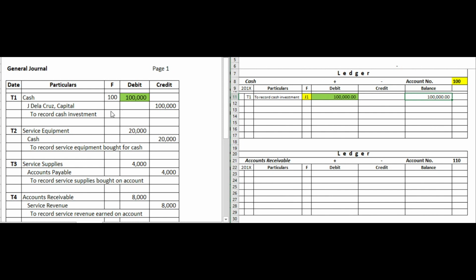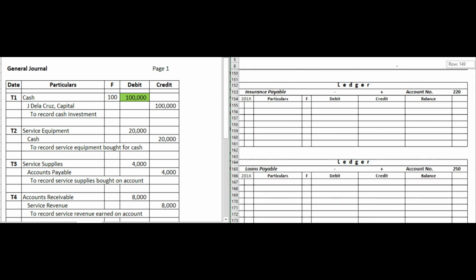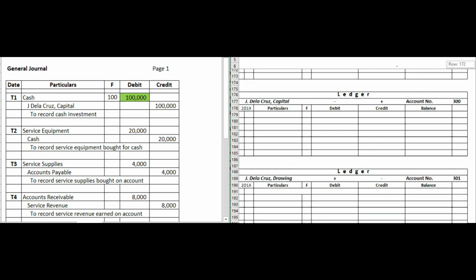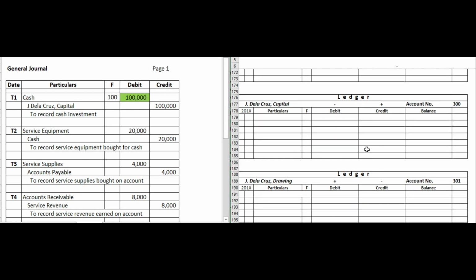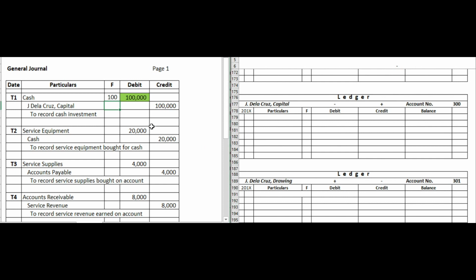Okay, next. Capital. Punta tayo sa capital. Remember, meron tayong blank kanina. Proceed tayo. Hanapin natin si capital. Anyway, always arrange yung ledger natin according sa chart of account. Ganito yung arrangement. Chart of account, may numbers yan. Doon tayo sa capital. Saan nyo kukunin yung number? 300. Okay? Dito lang close.